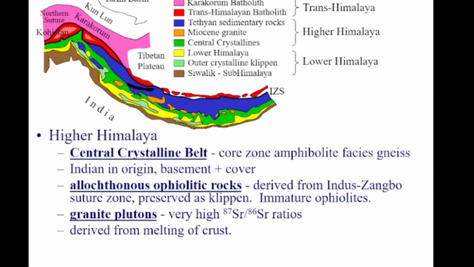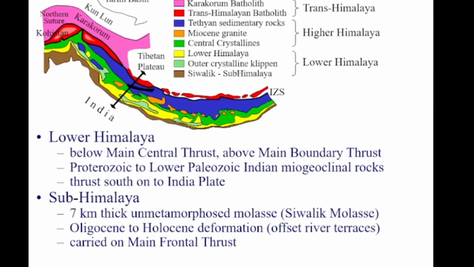And then we have the Lower Himalaya, which lies below the Main Central Thrust and above the Main Boundary Thrust: Proterozoic to lower Paleozoic Indian geoclinal rocks through those particular zones, containing a thrust south and Indian plates. You can see here the Lower Himalaya has the outer crystalline gneiss. You can see a little light greenish colored outer crystalline gneiss.